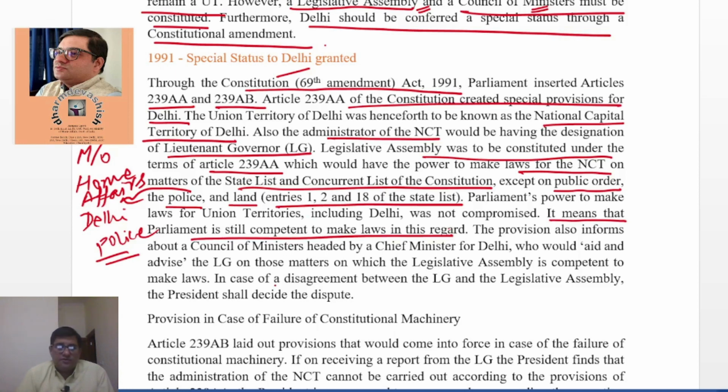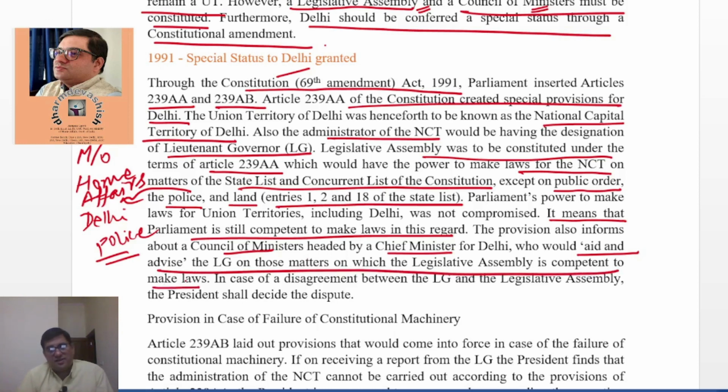Furthermore, the provisions of Article 239AA inform that there would be a council of ministers headed by the chief minister of Delhi. And what would be the function of this council of ministers and chief minister? Just like any other state government, the same role which is performed by the chief minister of a full-fledged state would be performed by the chief minister of Delhi and his or her council of ministers, and that would be to aid and advise the LG on those matters on which the Legislative Assembly is competent to make laws.